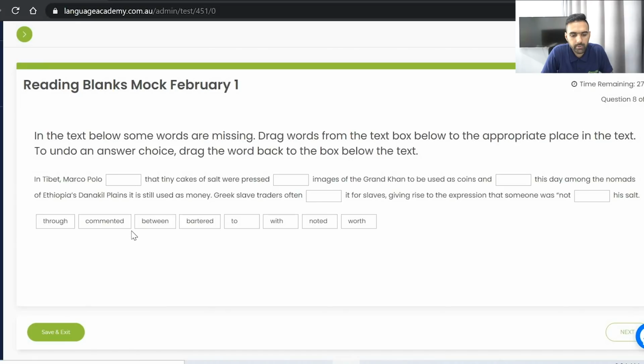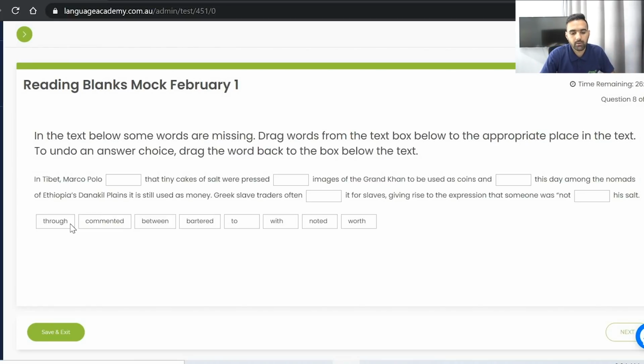Through, commented, between, dash, barter, with, noted, worth, to be used as coins and dash. Now, dash is not a word which goes with coins. I misunderstood it. This is a separate clause. To be used as coins and dash this day among the nomads of Ethiopia, it is still used as money. Okay, dash this day means this particular thing was used as coins, and today as well it is used as money by some people in Ethiopia, right?